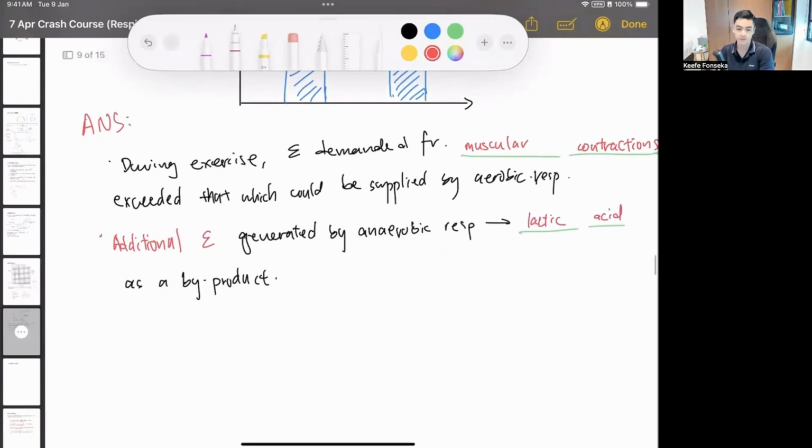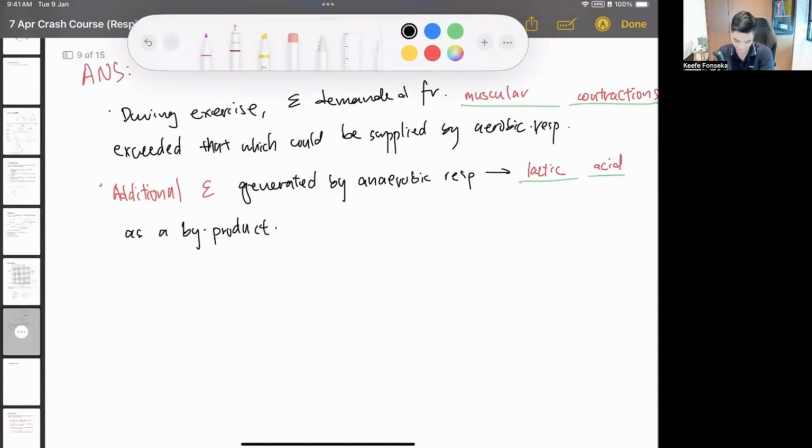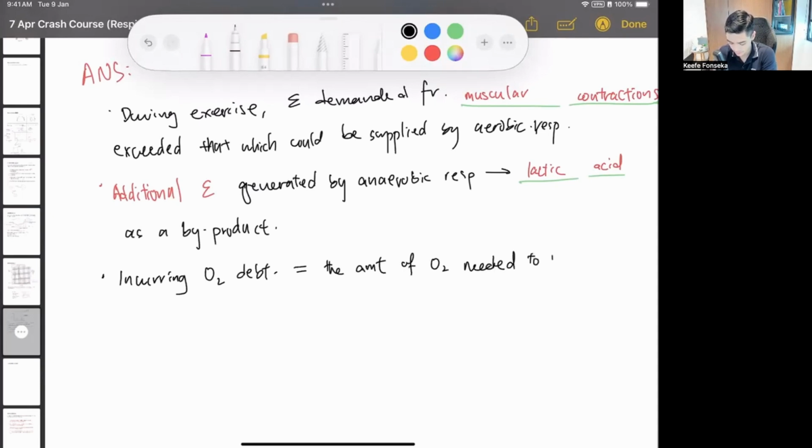Okay, so whenever you use anaerobic, you will have to pay back the oxygen, right? So we call this incurs an oxygen debt. Incur is like you accumulate an oxygen debt. It's just the best word to use, incur. Which equals to, so now I'm defining what it means, oxygen debt is the amount of oxygen needed to remove lactic acid from the body.